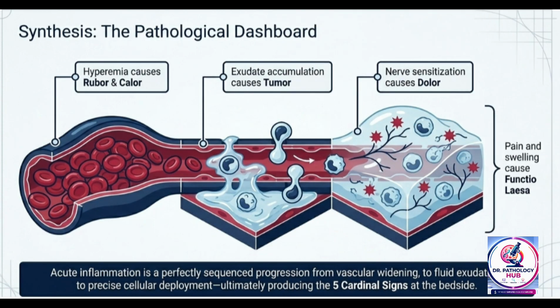To summarize everything we've covered, acute inflammation is a perfectly sequenced progression. Hyperemia widens the vessels to cause rubor and calor. Endothelial gaps lead to fluid exudation, creating tumor. Released mediators sensitize nerves, generating dolor. Together, this vascular defense and precise cellular deployment manifest as the 5 cardinal signs.